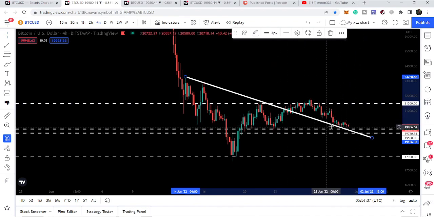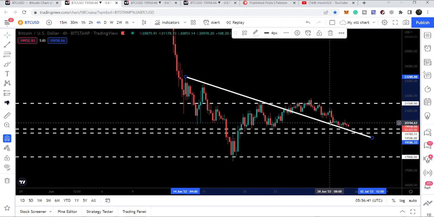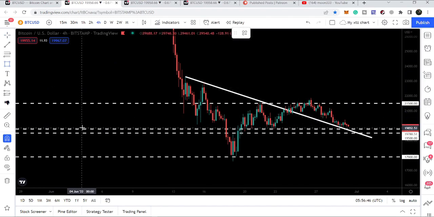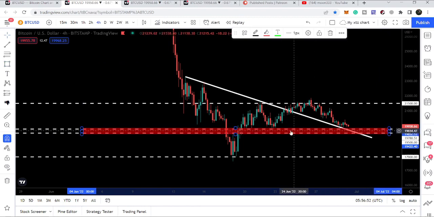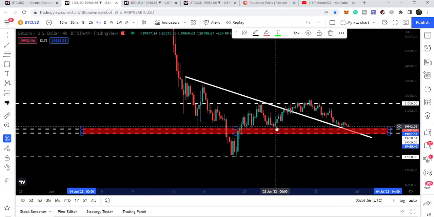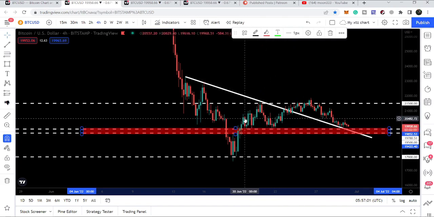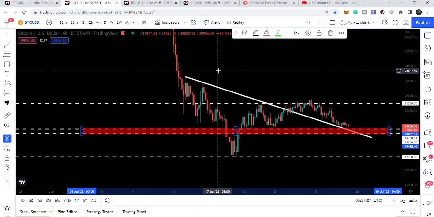Now we have $20,000 support. We also have the support of this neckline of the inverse head and shoulder pattern, and especially from $20,000 to $19,500 is a very strong support zone, because $19,500 is stronger support than $20,000. It is breaking as a support here in the recent short term, this $20,000, but $19,000 has been breaking as a resistance back in December 2017 and in December 2020 as well.